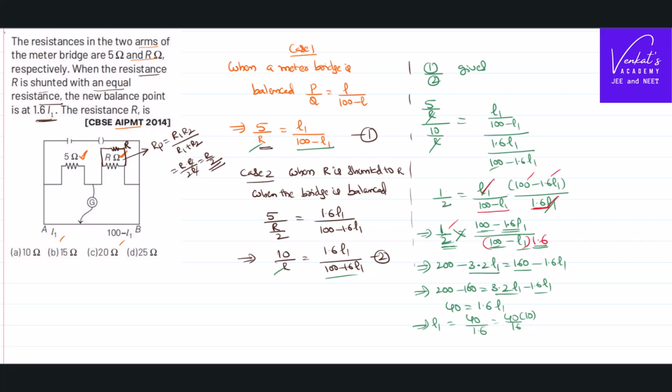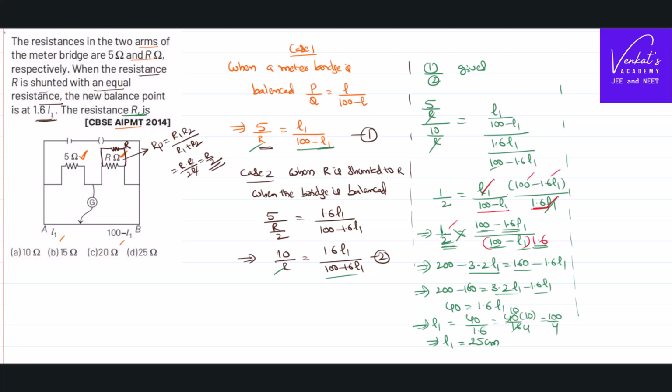The 10 goes to the numerator. 4 4s are 16, 4 10s are 40. 10 into 10 is 100, 100 by 4. That implies the first balancing length is 100 by 4, 25 centimeter. But what he is asking is not that. What is the resistance R?